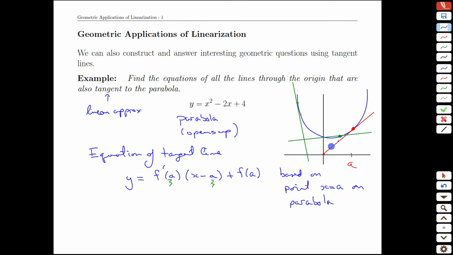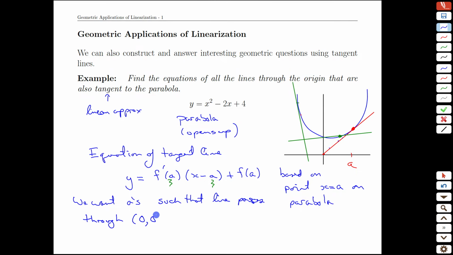Fair enough. In fact, that actually defines the green lines as well. If you picked a to be -3, say in the sketch, you would get the formula for this green line. If you picked 1, it might be this green line. So how does that help us? Well, we want the a's such that the line passes through the origin.